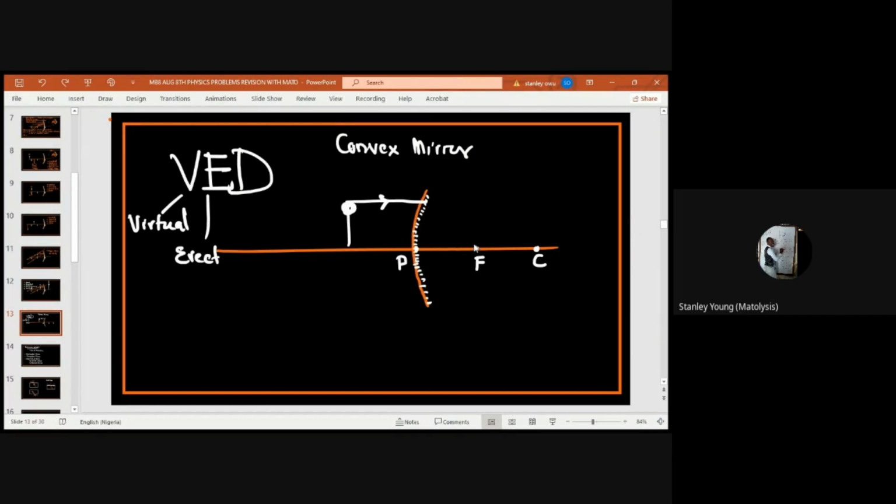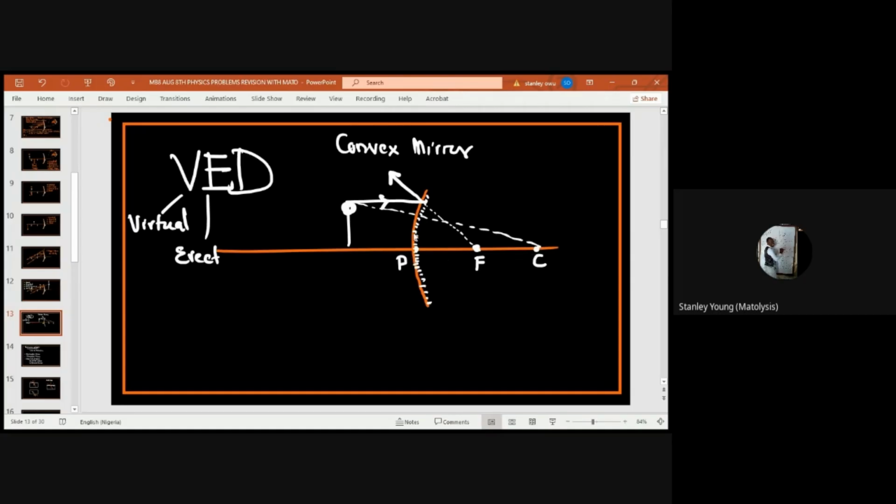No. For any ray that is parallel to the principal axis, the reflection has to seem as if it is coming from the principal focus. You get that? Then for any ray, I cannot draw another one either through the center of curvature or through what? Through F. So if I draw, let me draw the one through, I just need to make a fake cut.